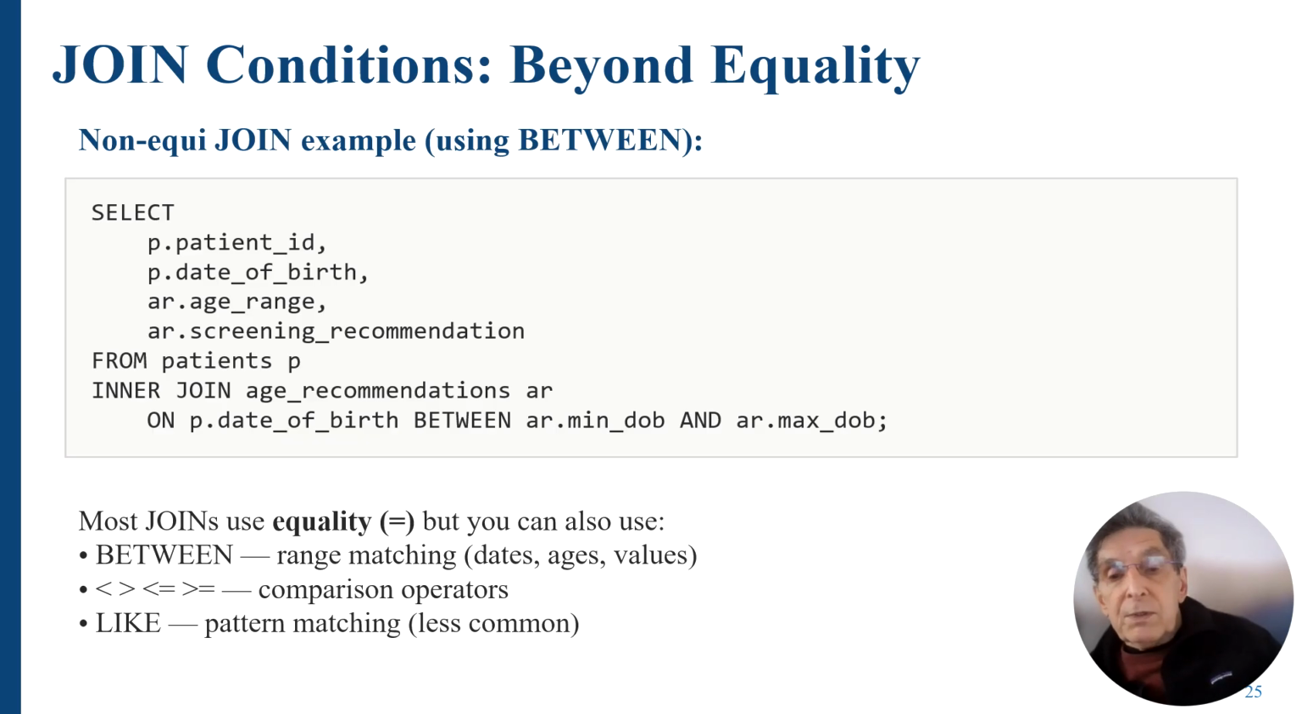You can use any of the available comparison operators in a join condition, such as less than or greater than. We can even use the like clause for pattern matching with wildcards, or you can use complex expressions. The key is that the condition must evaluate to true or false for each potential row pairing.